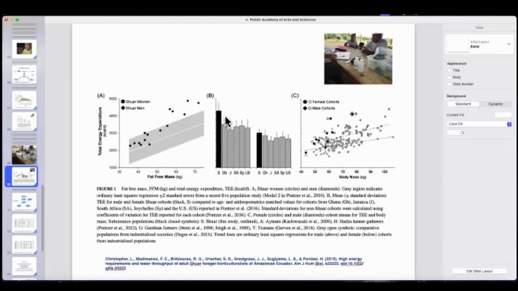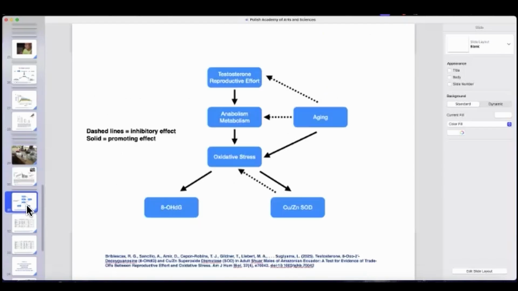So we decided to conduct a study to see whether or not oxidative stress is associated with reproductive effort in Shuar males. And we have another study going on with Shuar females. We're still compiling that data, but stay tuned. Maybe we'll have that published by the end of the year. But for now, we're sticking with males. And since males don't gestate or lactate, we use testosterone and anthropometric measures as a measure of reproductive effort.